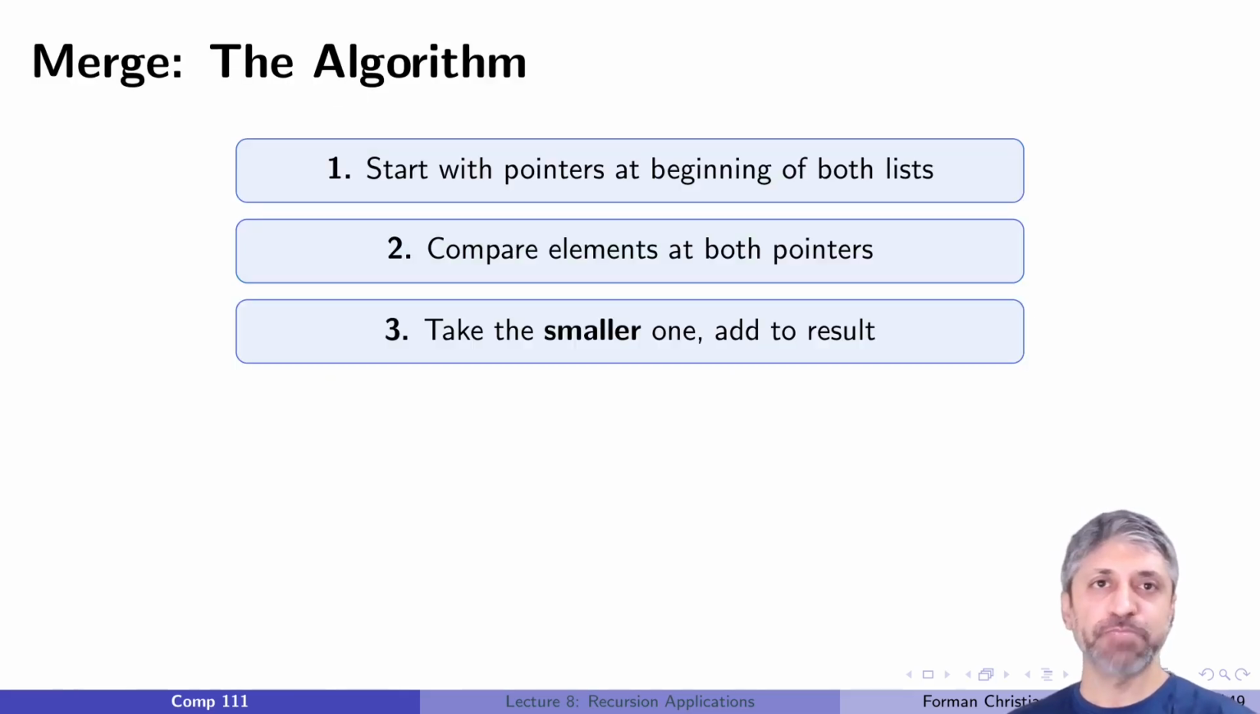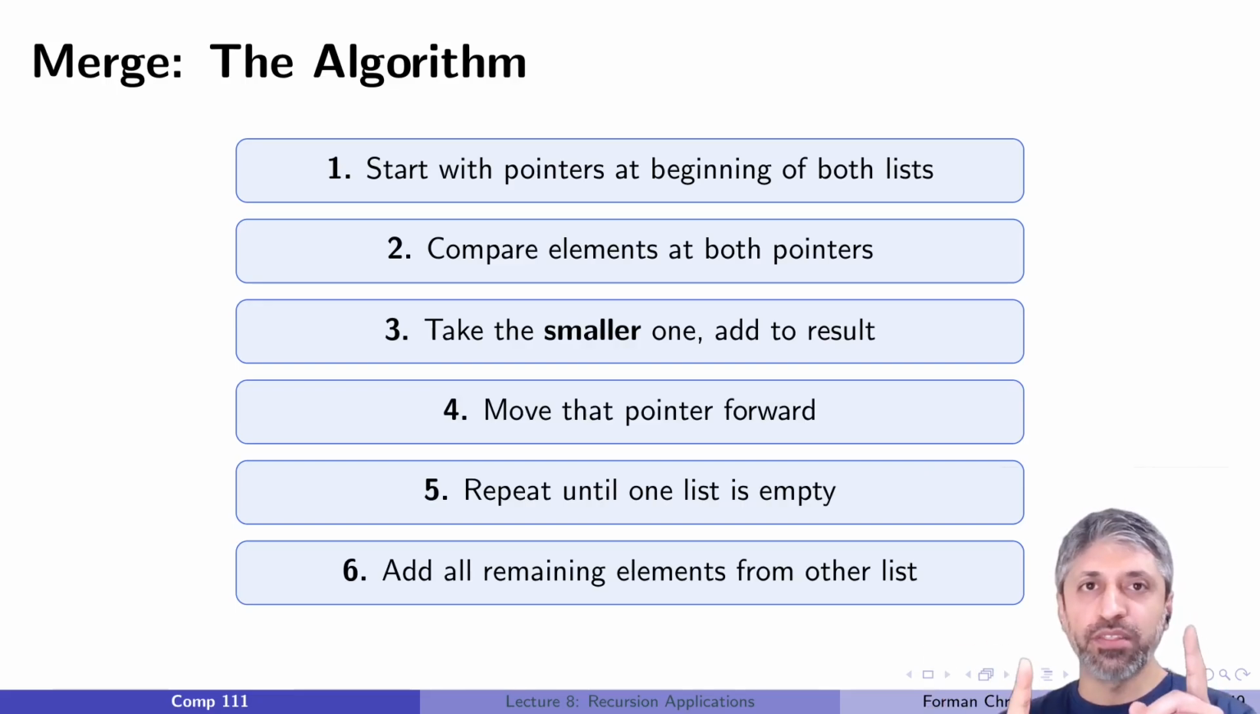Let me state the algorithm more cleanly. You start with the pointers at the beginning of both lists, that finger technique, and then you compare the elements at both pointers, and then you take the smaller one and copy that into the result. Then you move the pointer forward and you repeat. Once one list runs out, you just dump whatever's left from the other list into the result.